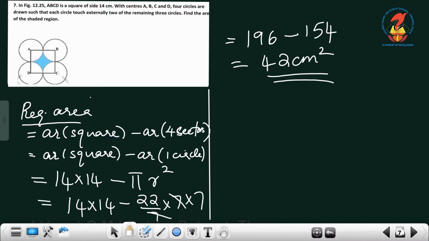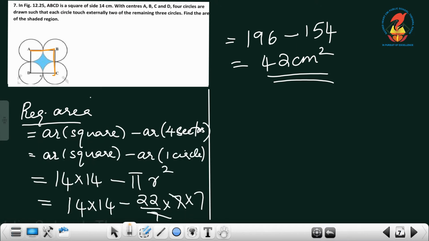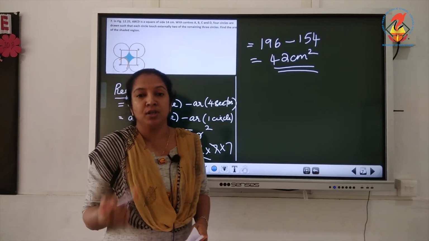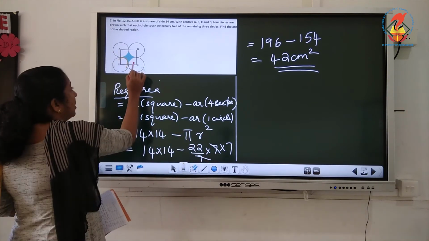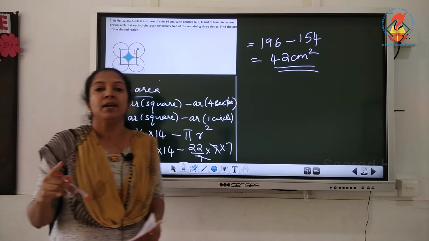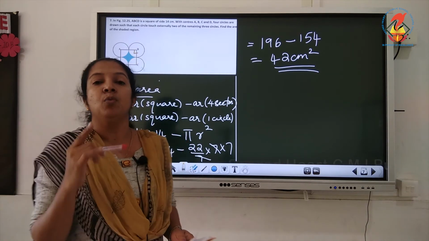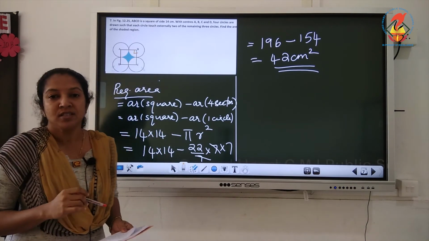Area of the shaded region is equal to area of the square minus area of 4 sectors. Each is a quadrant of a circle because it is 90 degree. This is 90 degree, so it is a quadrant of a circle. So, 4 quadrants means 1 circle. So, we are subtracting this area of 1 circle from the area of the square.